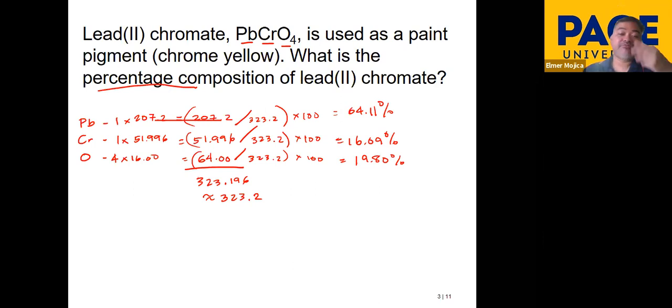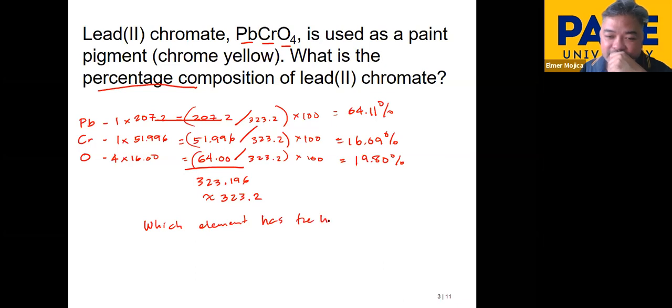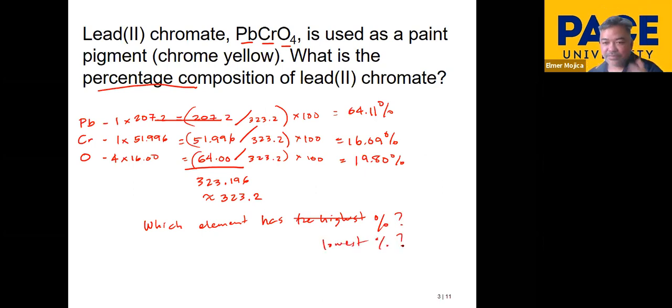Now, how will the question be asked in the quiz? Which element has the highest percentage? Or which element has the lowest percentage? You can only answer this question if you do the calculation.